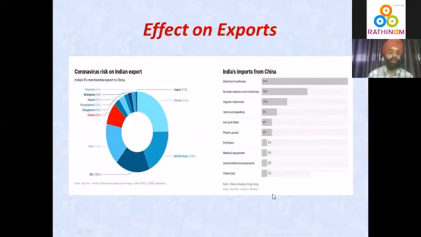Now, India's 9% of export is to China. What does that mean? That means that we need to increase that share, which is the largest populated country in the world today. India is only second. So imagine when you say India is the largest market, that also means that China is a large market. We need to ensure that we push our products into China so that China buys Indian products.